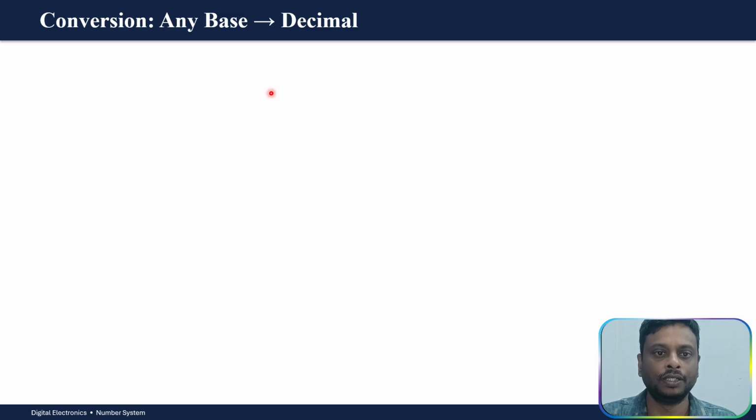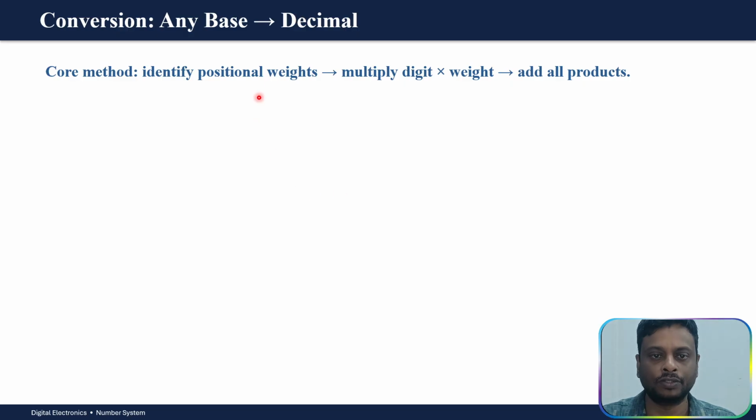The first one is any base to decimal number system. So how can any positional number system be converted into the decimal number system? The method is that you have to identify the positional weights of that number system. Then you multiply each digit with its weight, then add all the products. This is the conversion method from any positional number system to decimal.